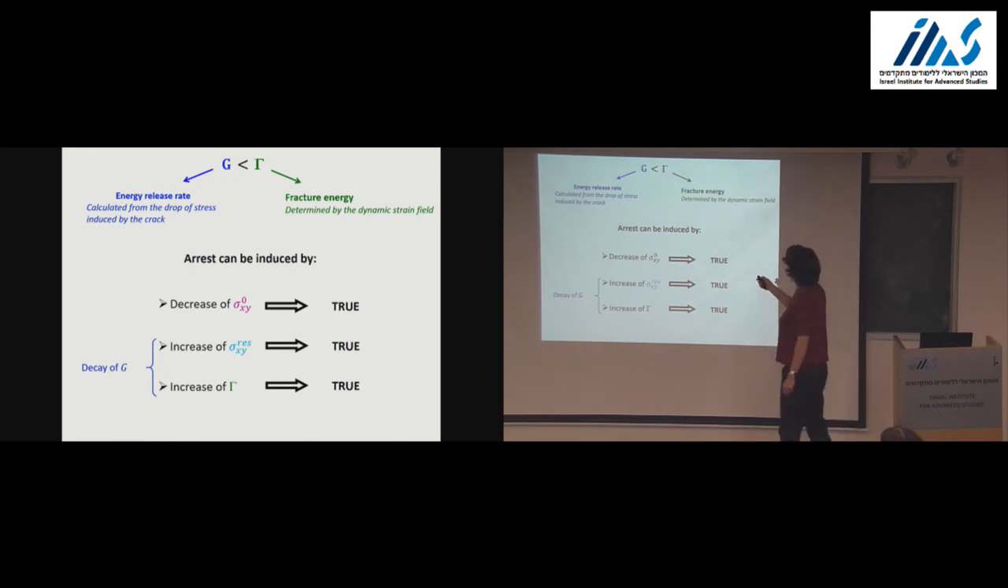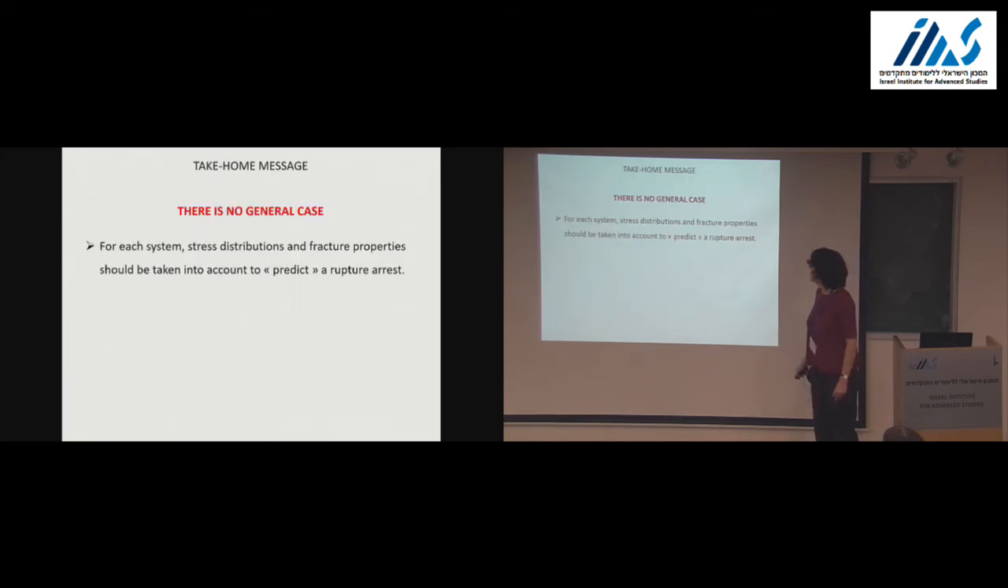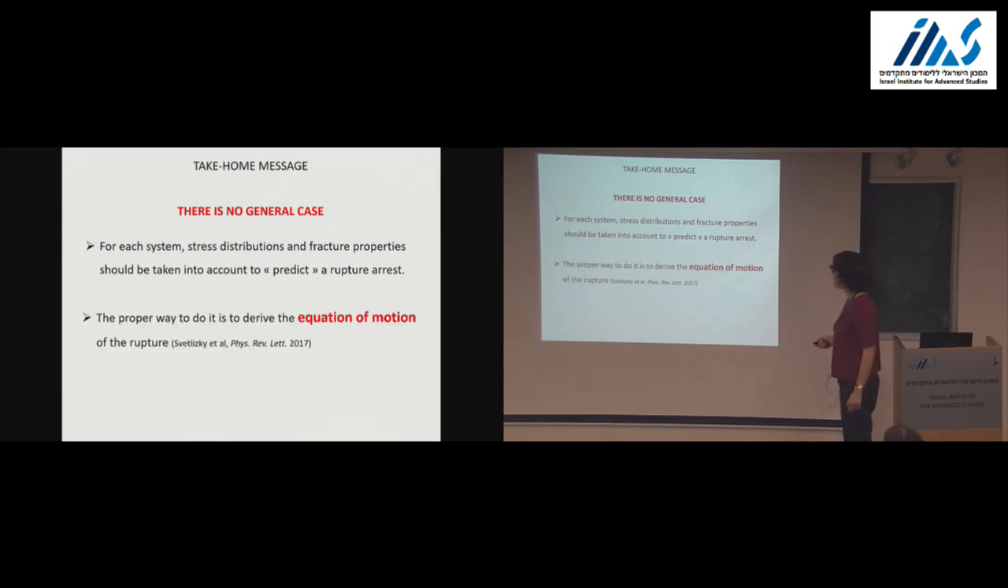Excellent. Then from our crack arrest criterion, G becomes smaller than gamma. We have shown that, yes, with all these conditions, we can get an arrest. And as a conclusion, I would really like you to understand that there is no general case. For each specific experiment, I should take into account all these parameters: initial stress, residual stress, and fracture energy. There is no other way to predict a rupture arrest. And actually, the proper way to do it is to derive the equation of motion of the rupture, as Ilya has shown you yesterday. Right? These are only specific cases of the equation of motion.